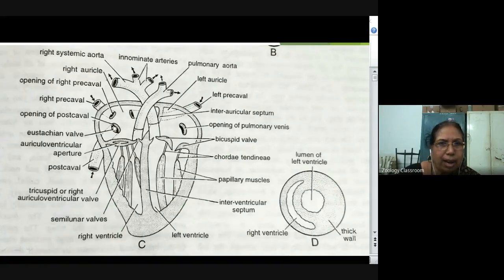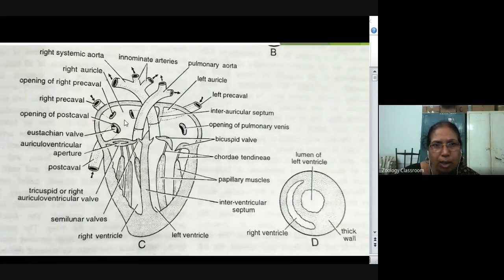Then in the right auricle, the precaval and postcaval are also opened separately. And it also consists of a valve. This valve is called the Eustachian valve. Postcaval opens directly into the right auricle, so sinus venosus is absent in the bird. And on the left side in the bird there is a presence of pulmonary veins. There are 4 pulmonary veins in bird. These open commonly. They carry blood from the lungs.